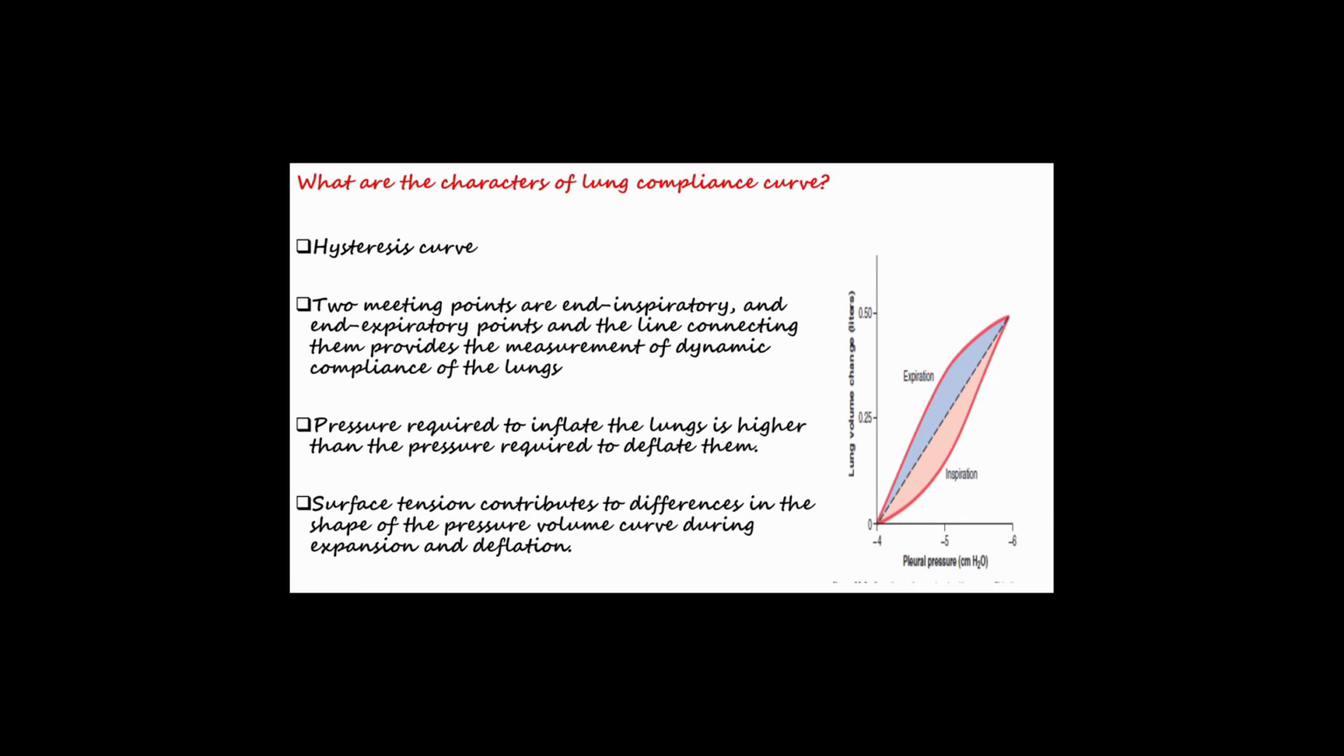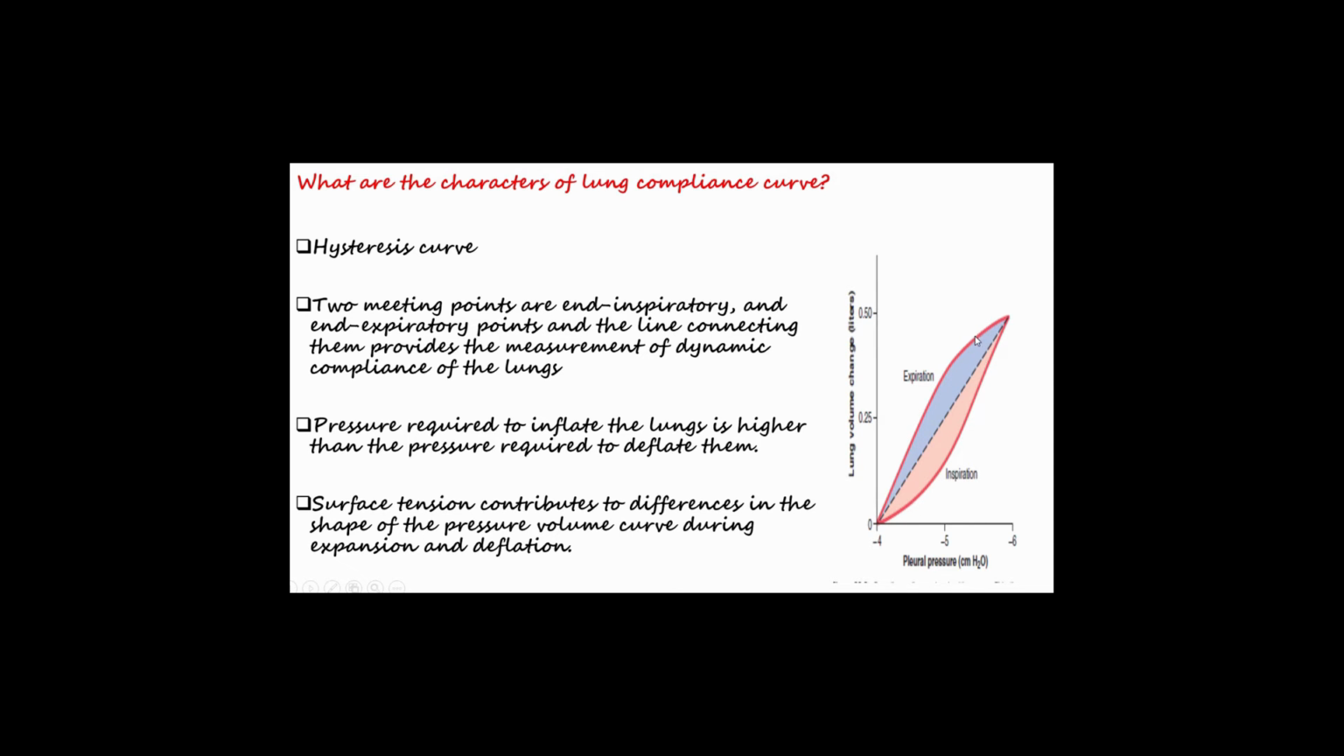What are the characteristics of the lung compliance curve? The lung volumes are taken at specific measured pressure points and then plotted on a diagram. A pressure volume curve represents both elastic and airway resistance properties of the lung. The two meeting points are the end inspiratory and end expiratory points, and the line connecting them provides the measurement of dynamic compliance of the lungs.